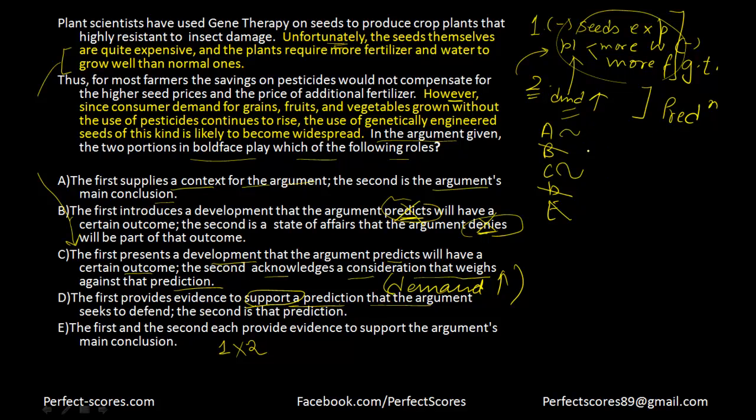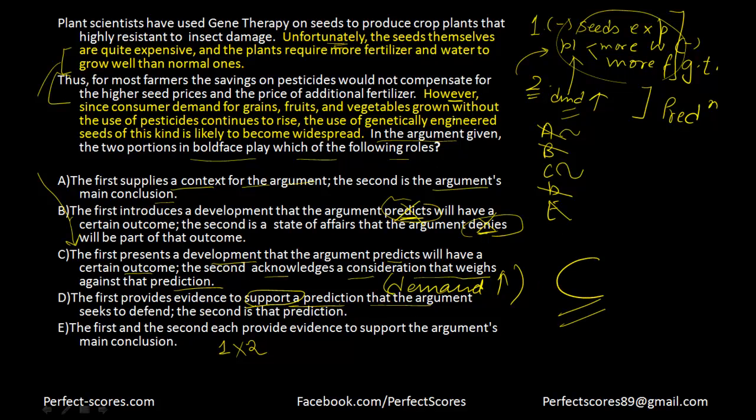Now between A and C, let's go ahead and understand the wording again. A says the first supplies a context for the argument. The second is the argument's main conclusion. Now remember, I told you that the argument has still not made a conclusion, and if there is a conclusion, it would be this statement. That means A is also dropped out. C is the correct answer.